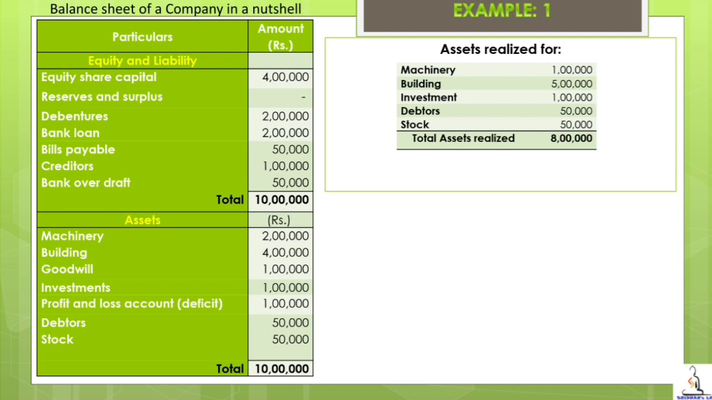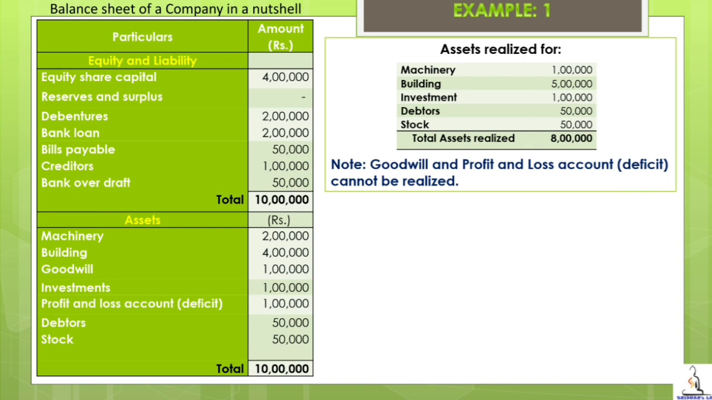Now the total assets realized is 8 lakh. You can observe there, goodwill and profit and loss account deficit are not realized because they are not realizable assets. Goodwill cannot be realized, it's not a realizable asset. Profit and loss account is a fictitious item, that is a fake item. It's a loss actually, it cannot be realized. Therefore, the total assets realized is only 8 lakh.